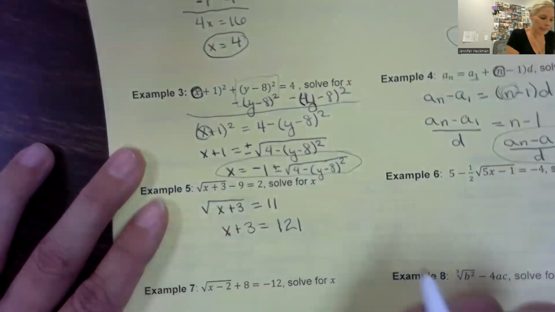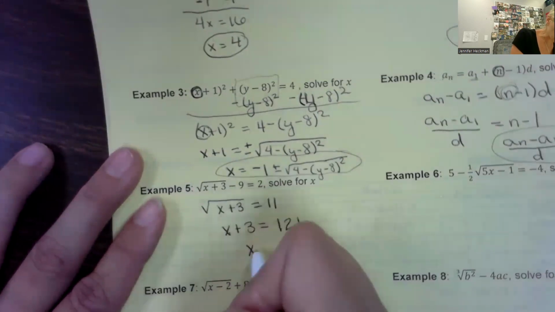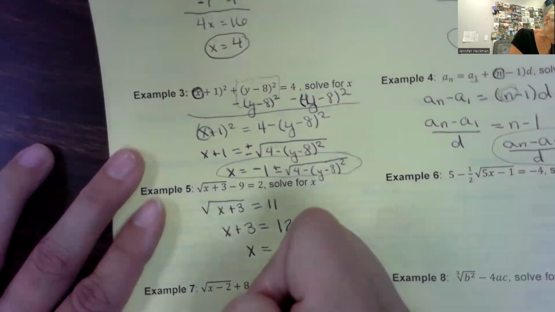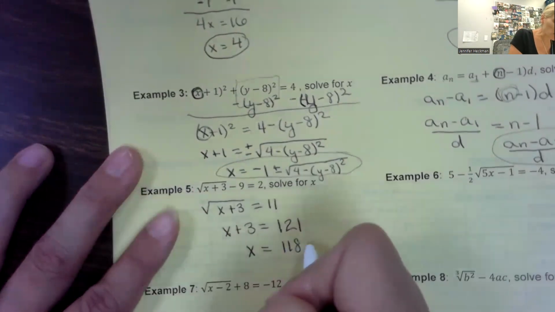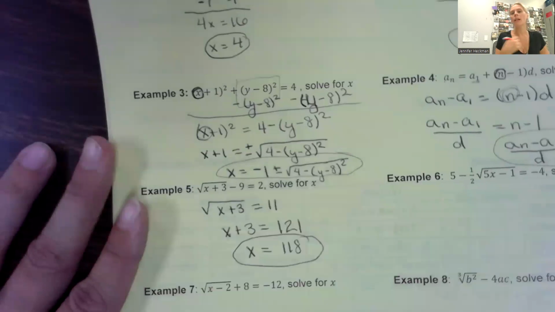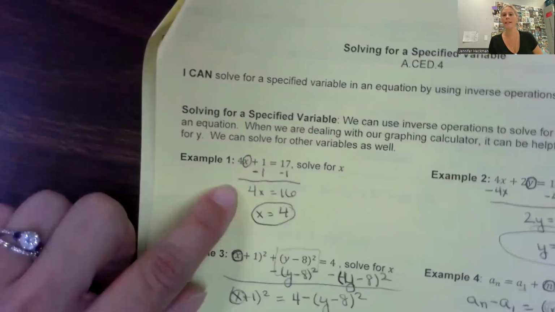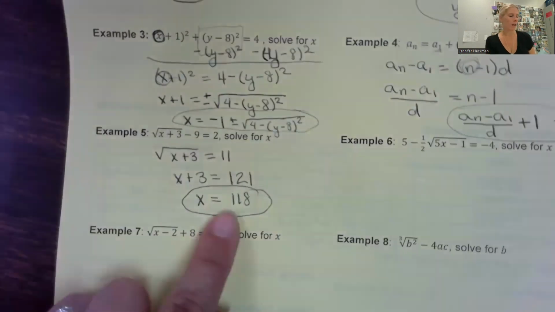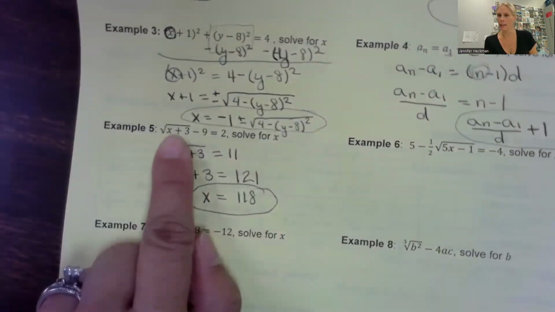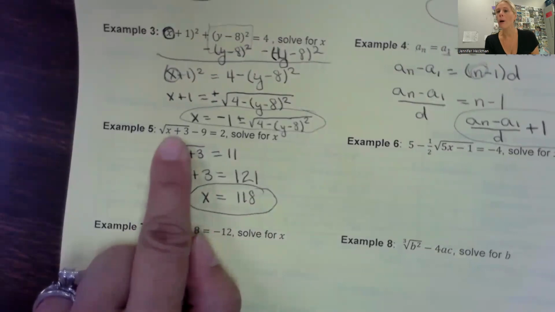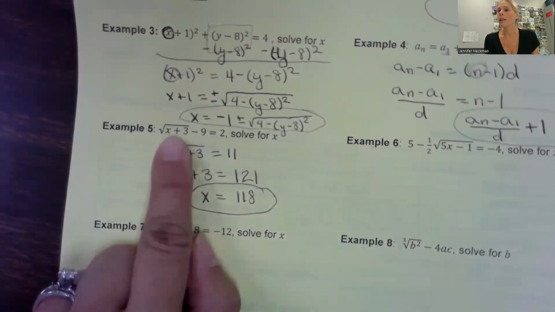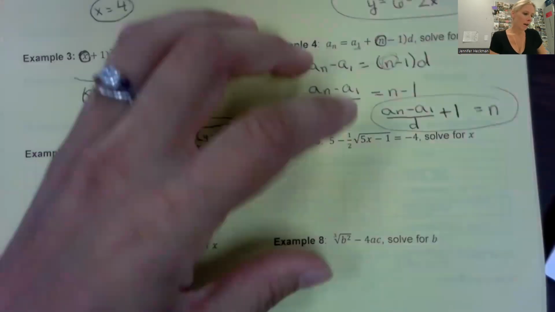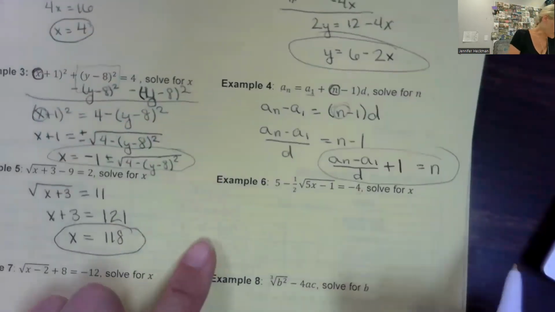And then get x by itself now. We have x minus 3. 121 minus 3 is 118. Now, of course, when it comes to something like this, and we're getting a number, just like we did in example 1, we can check our work by plugging in. 118 plus 3 is 121. The square root of 121 is 11. 11 minus 9 is 2. Good to go.